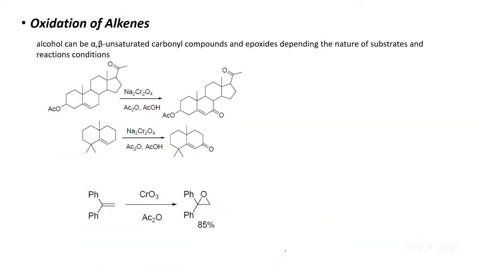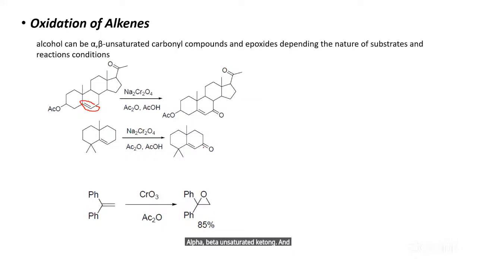This PDC also oxidizes alkene molecules where carbon-carbon double bonds are present, and these alkene molecules are converted to the respective alpha beta unsaturated ketones. This is an important application in the synthesis of unsaturated compounds. All these examples, say first and second example, give the formation of an alpha beta unsaturated ketone.